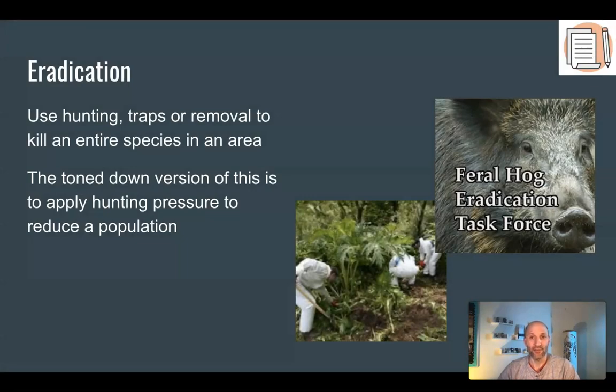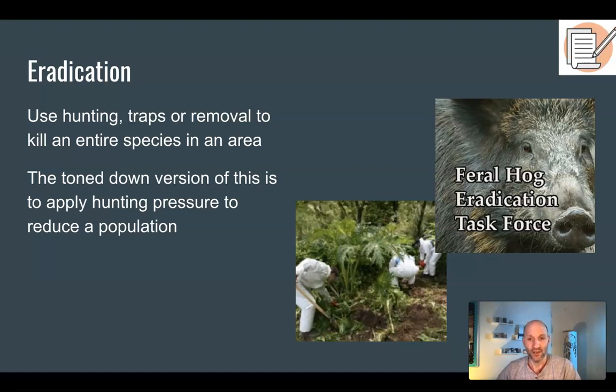When considering how to fix an ecosystem, one tool available is called eradication. If you think about what it means to eradicate, to remove something, that's what the tool is. Eradication is when you use hunting, traps, or removal to kill an entire species in an area. The less extreme version of this is to apply hunting pressure to reduce a population. Now there's a couple examples.